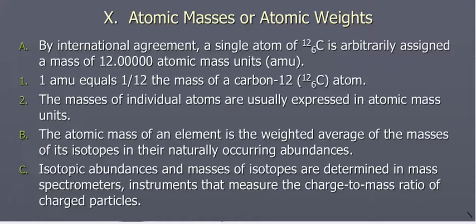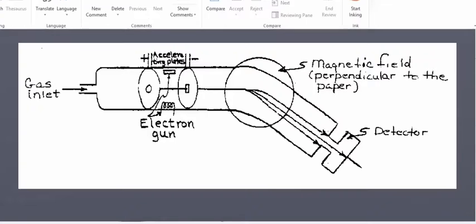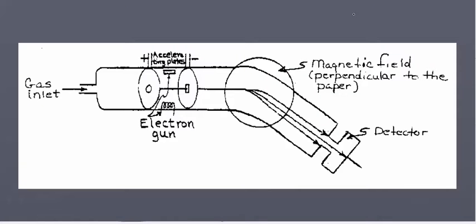The atomic mass of an element is the weighted average of the masses of its isotopes in their naturally occurring abundances. We can get isotopic abundances and the masses of isotopes from what are called mass spectrometers. Here's an example of the inner workings of a mass spectrometer. We take whatever gas we're interested in determining, and it goes in this inlet, and it's immediately hit with high energy electrons.